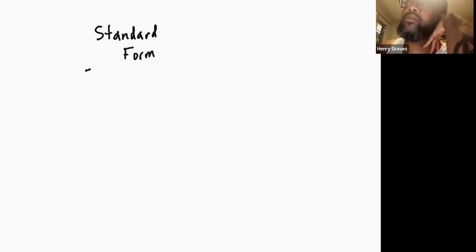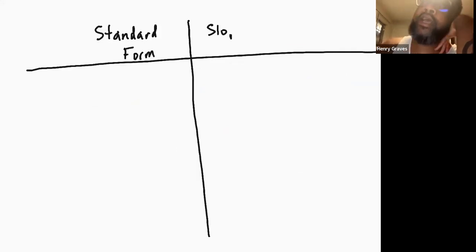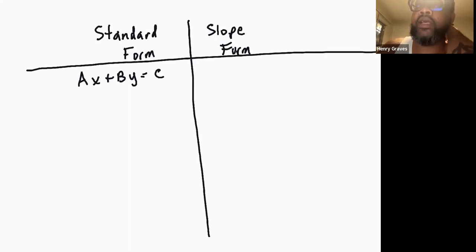And slope form. So in standard form, you notice the x and the y are going to be on the same side. I'm going to make sure I actually note that, right? X and y are on the same side of the equal sign. That's a big difference between the standard form and slope-intercept form.